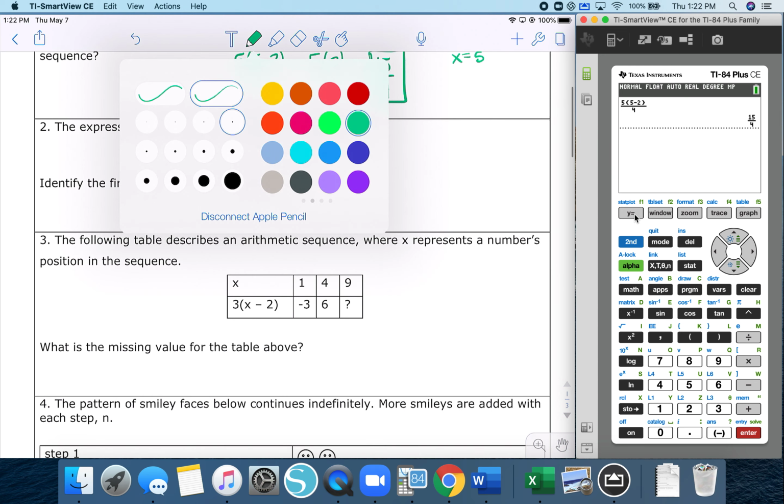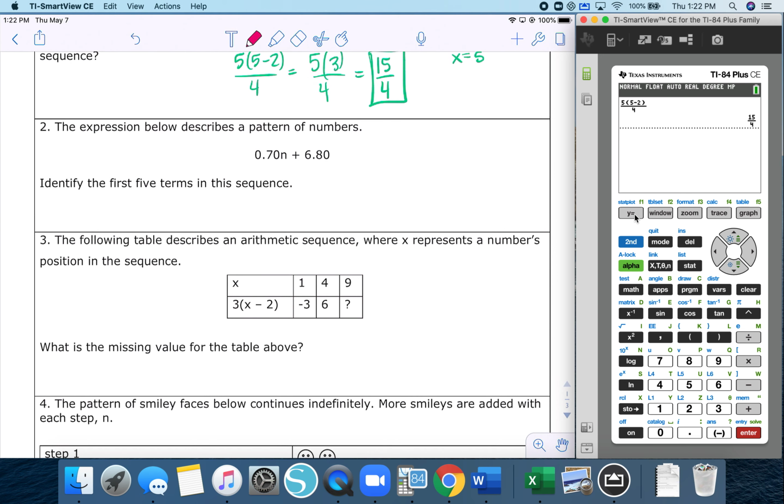Number 2, the expression below shows a pattern of numbers. Identify the first 5 terms in the sequence. So we start with 0 and then 1, 2, 3, 4, 5. 0 is that number that is completely by itself. Then for 1, we are going to add 0.7, or you can also plug in 0.7 times 1 plus 6.8. I'm just trying to show you a couple different ways depending on the technology you have at home.